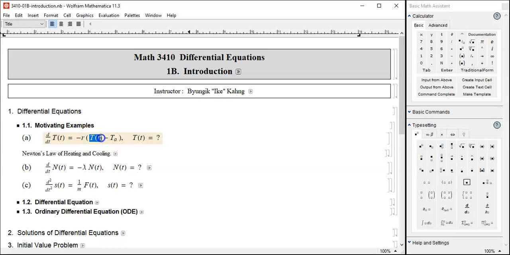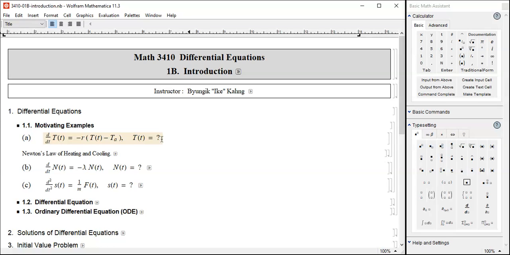In that case, capital T is much higher than the ambient temperature here. So this T minus TA is positive and multiplied by negative R, so the entire quantity is negative, which means the derivative is negative. Consequently, the temperature will be decreasing. It'll decrease down to the ambient temperature, and if it reaches very close to ambient temperature, then T minus TA will become very close to zero. Consequently, the derivative, the rate of change, will get very, very close to zero, so the decrease will slow down.